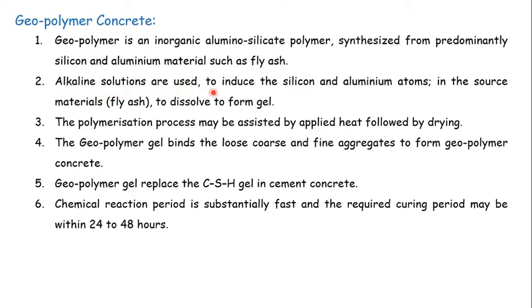Alkaline solutions are used to introduce the silicon and aluminum atoms from the source material, fly ash, to dissolve it and form a gel. The polymerization process may be assisted by applied heat followed by drying. Polymerization means separating and getting it into a gel form, which is assisted by heat followed by drying.